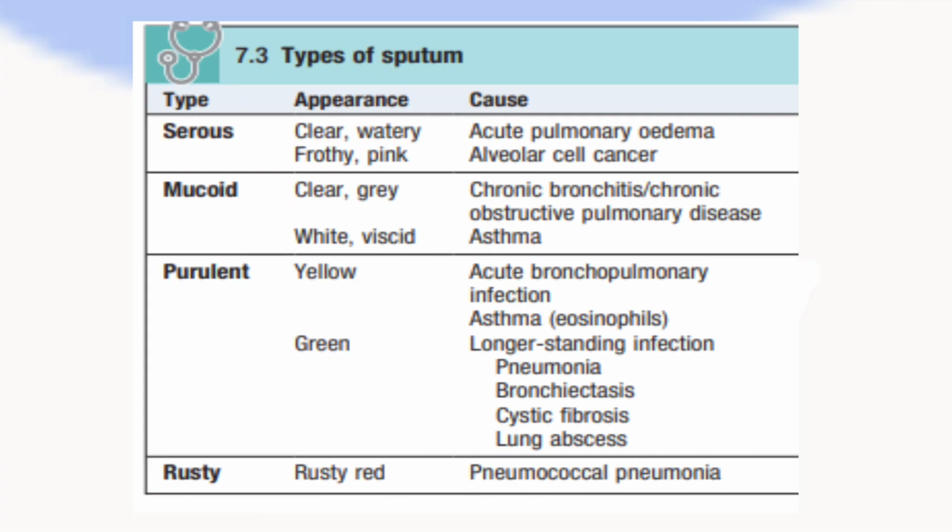So here we have a general classification: serous, mucus, purulent. Purulent means pus containing, and we can see that it is classified into clear watery, frothy pink, clear grey, white viscid, etc.